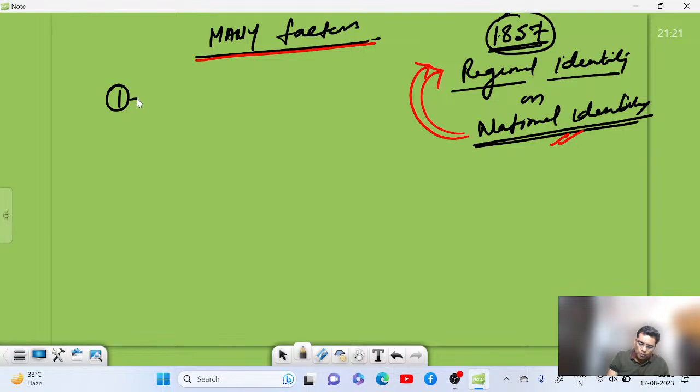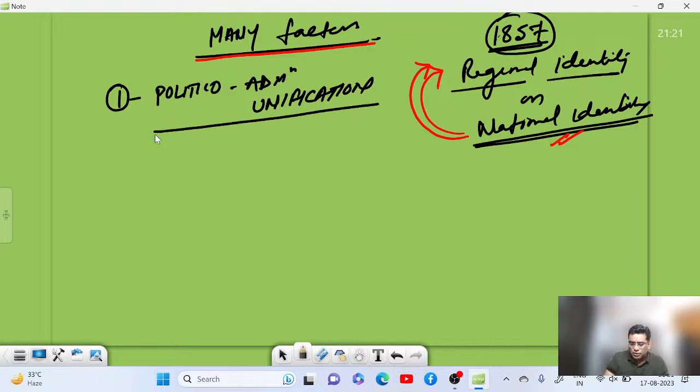The first factor is political administrative unification of India. The British implemented uniform general administration, uniform revenue administration, and uniform judicial administration. This uniformity was simply to strengthen British rule in India, and it was highly exploitative. Therefore, a common interest developed.